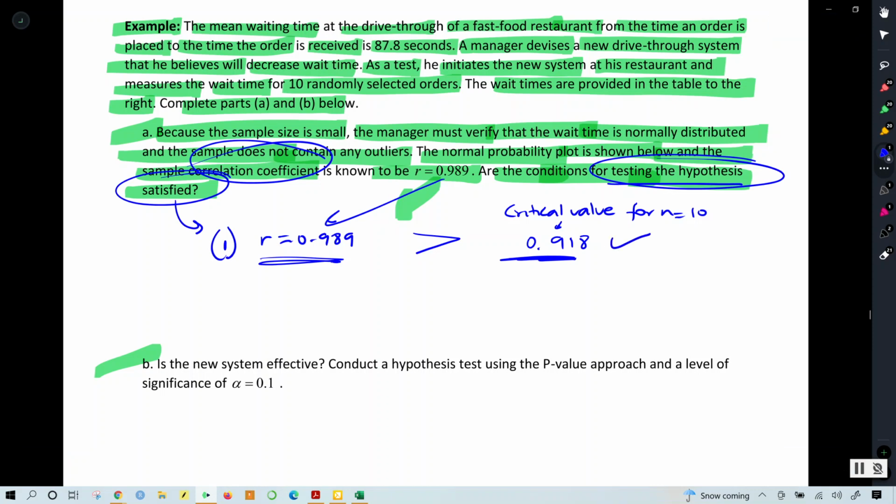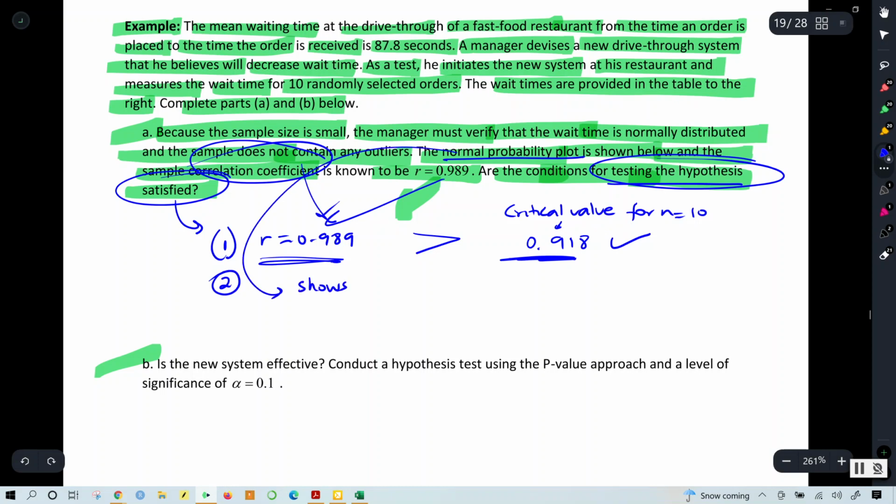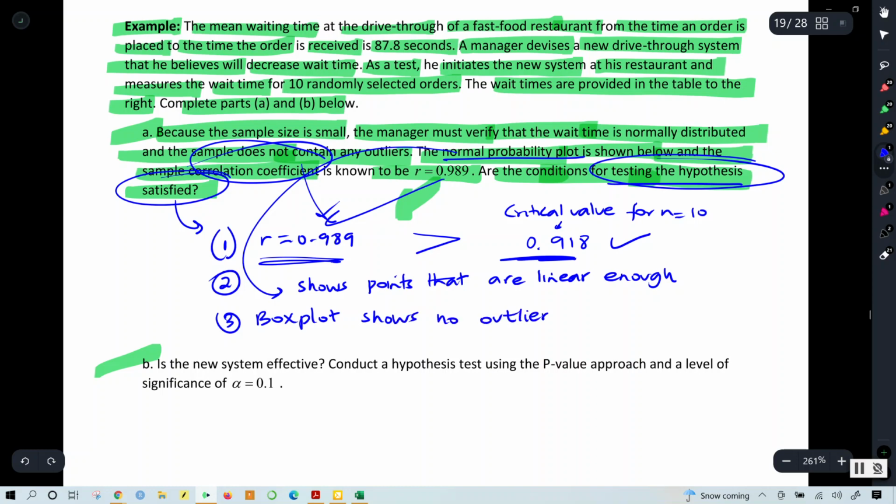The correlation coefficient is greater than the critical value. Then 2, the normal probability plot shows points that are linear enough, and then 3, the box plot shows no outliers. These 3 conditions guarantee that I can still conduct a hypothesis test even though my sample size is small.